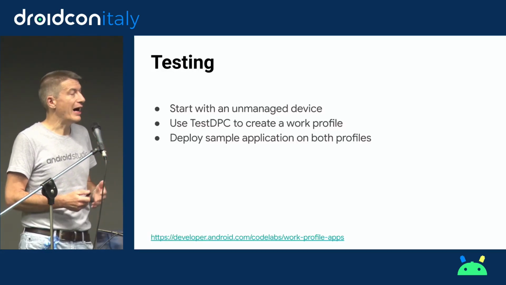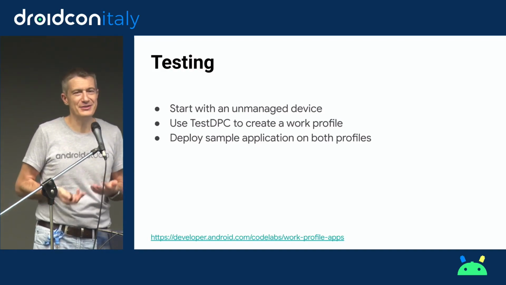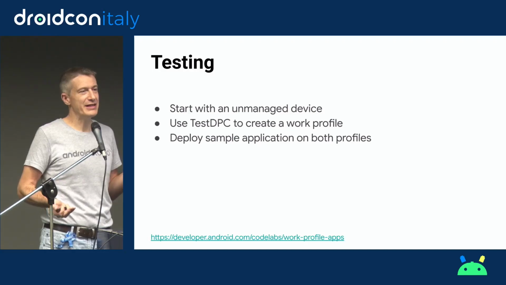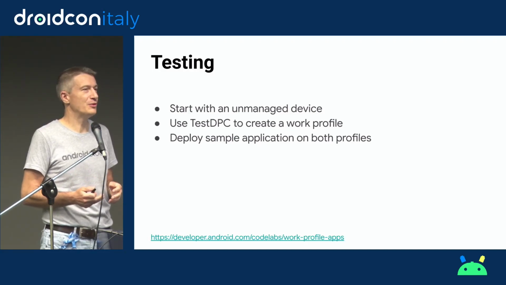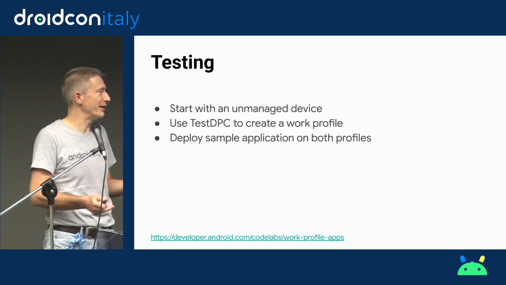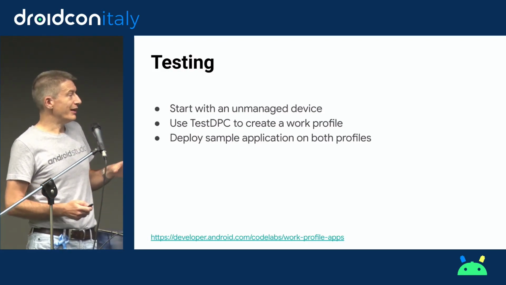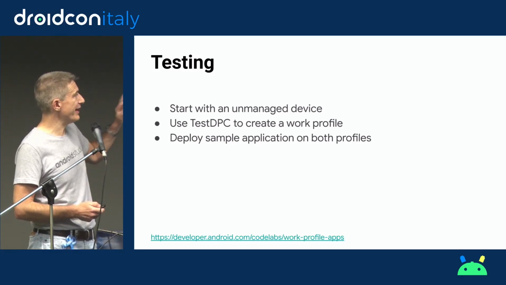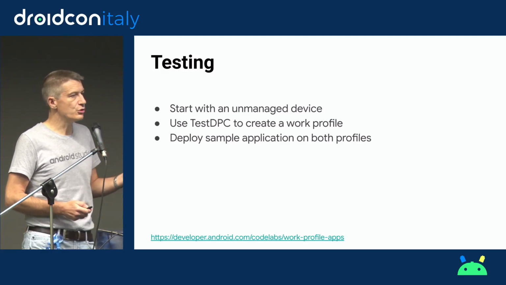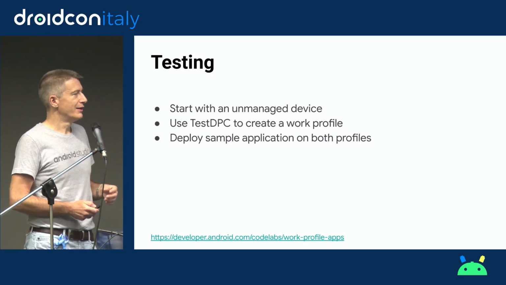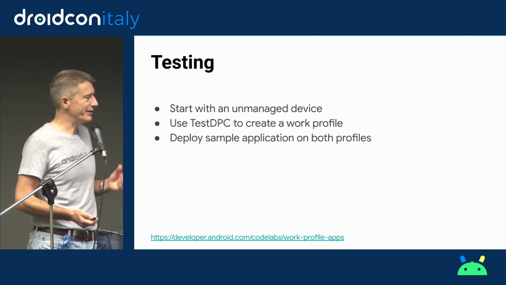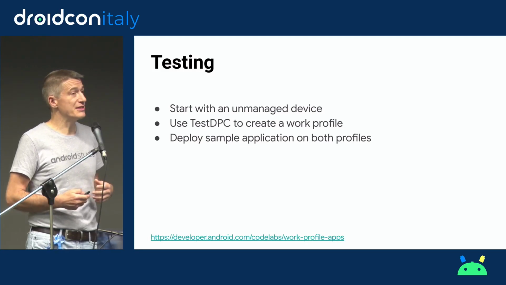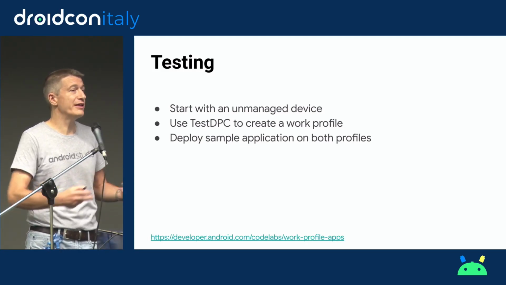But then, okay, how can I test this? It's all nice and fine, but I've never seen a device with a work profile. Do I need to have an EMM to set up? What are the steps? There is a utility that we have on Google Play, the TestDPC. It's open source, and the source is on GitHub. You need Blaze to build it, not Gradle. Sorry about that.